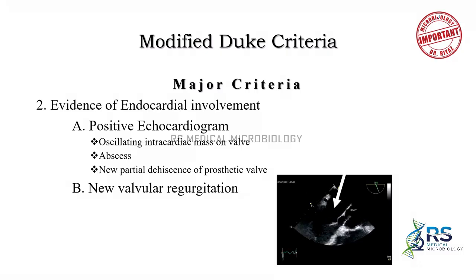Along with that, you can also look for endocardial involvement with a positive echocardiogram. It can be an oscillating intracardiac mass on the valve, or an abscess, or a partial dehiscence of the prosthetic valve, and also a new valvular regurgitation. So these are the major criteria.